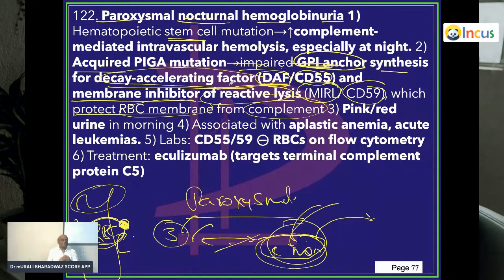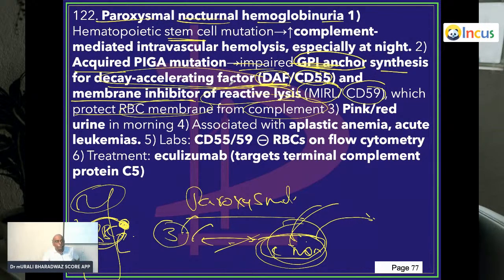Right? So that is what happens. So your respiratory acidosis, that acidic environment is needed for complement mediated hemolysis. In normal pH, complement does not attack. That's the reason it happens only in the night. So understood now the story?